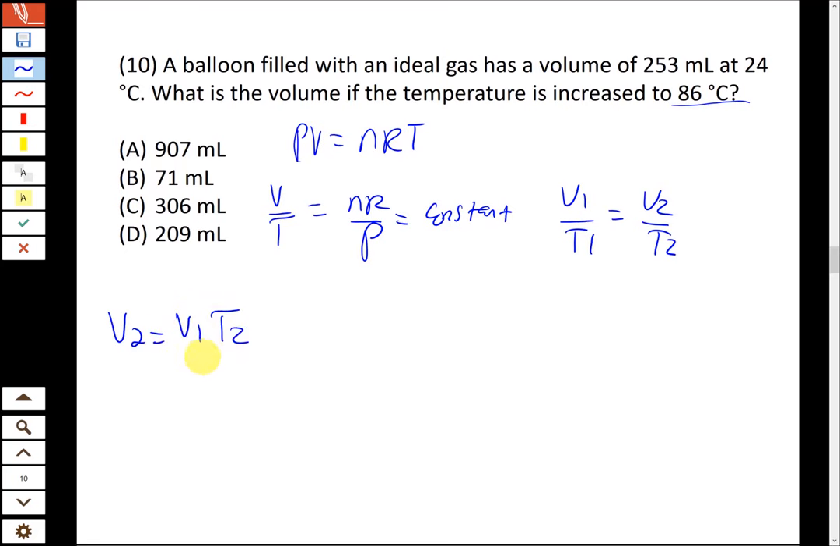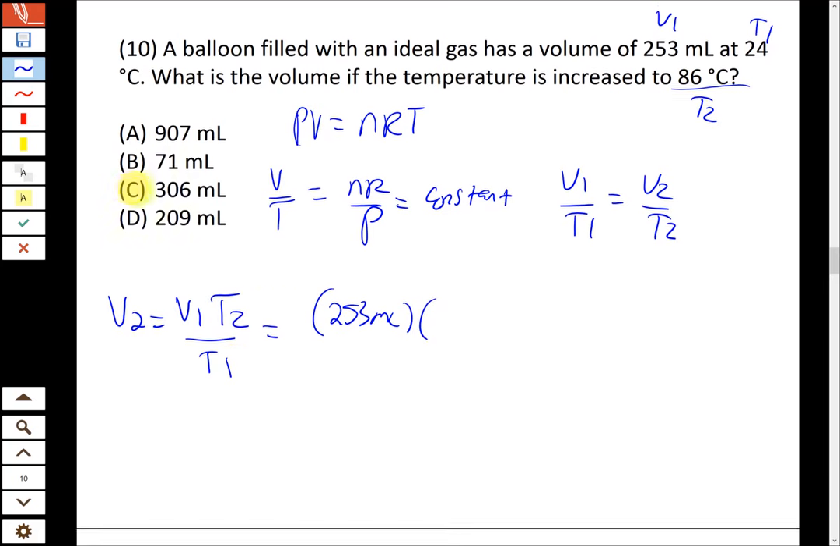So V2 would be V1 times T2 over T1, and then it just becomes a matter of plugging in the numbers. So the initial volume V1 is 253 milliliters. And then this is going to be T2 and this is going to be T1, but they have to be in Kelvin for problems where you're using absolute temperature. Even if it's a ratio of two temperatures, it has to be still in Kelvin.